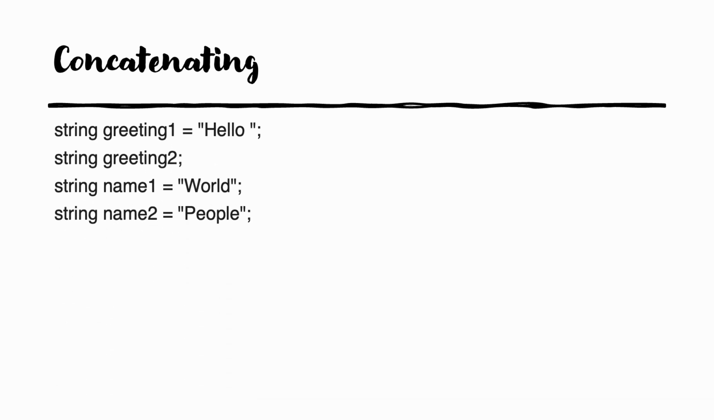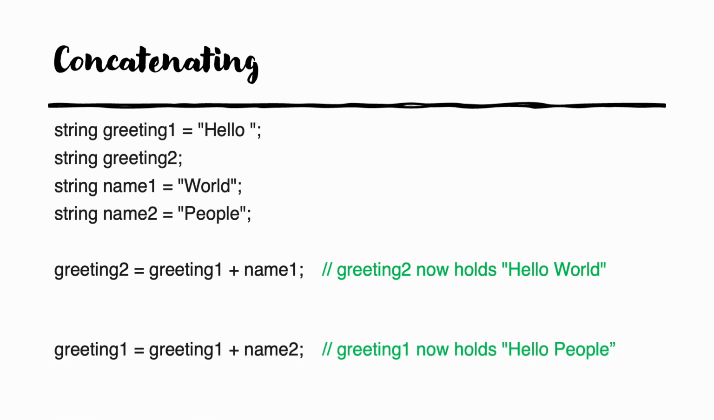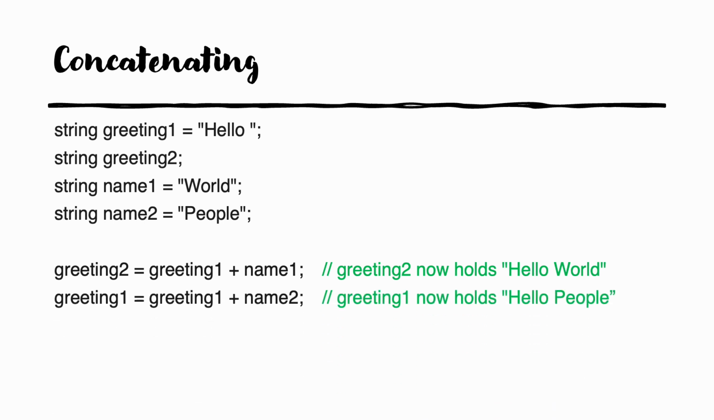So assume we have the following definitions and initializations in a program. We have 4 strings that we're creating: greeting1, greeting2, name1, and name2. The following statements illustrate how string concatenation works. So greeting2 becomes greeting1 plus name1, which will now hold hello world. Greeting1 becomes greeting1 plus name2, which becomes hello people.